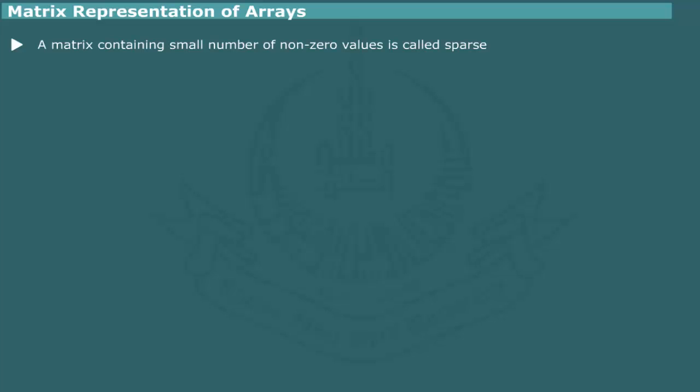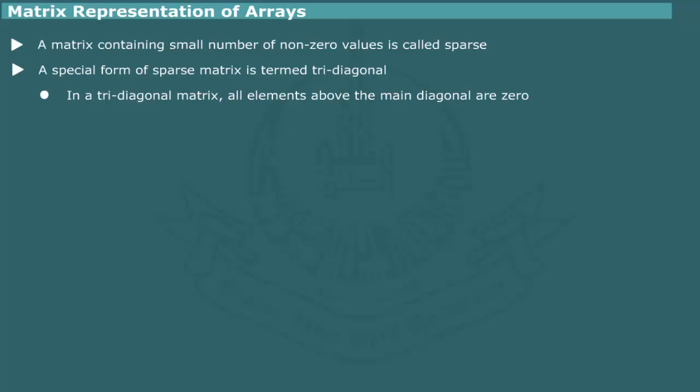In some applications, matrices contain only a small number of non-zero values. Such matrices are known as sparse. A special form of a sparse matrix is called tridiagonal, in which all elements above the main diagonal are 0.